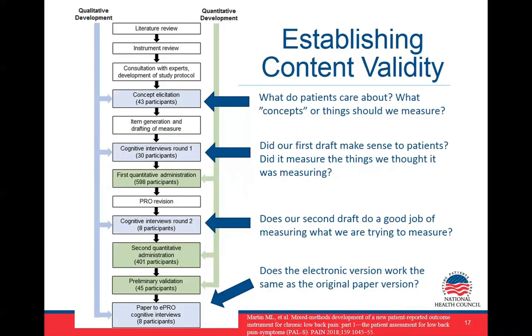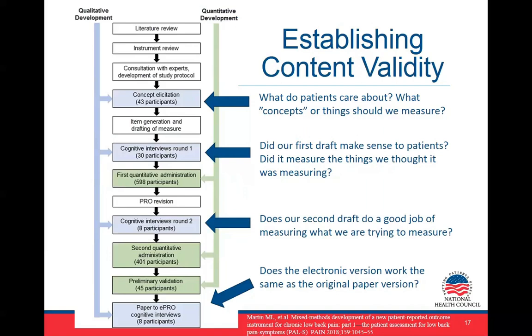And then they'll begin with the blue box that says concept elicitation. This is a formal process of talking to patients to ask them about what are the things that are most important to them when it comes to their disease, and how do they feel and how do they function. They'll use that preliminary information from patients and from their searches, and they will begin to develop a tool where it says item generation and the drafting of the measure. And they'll create a draft tool.